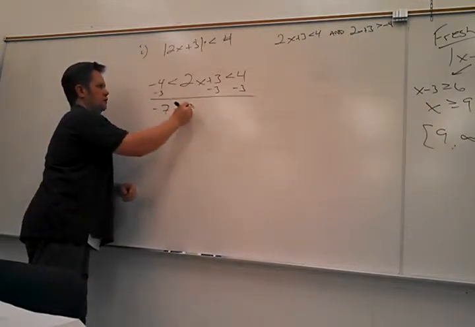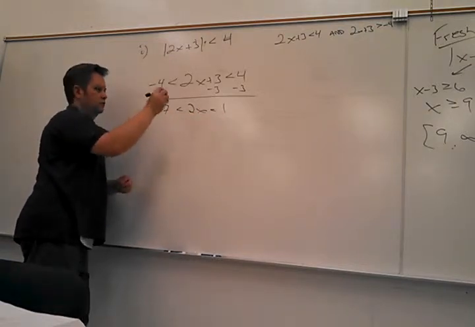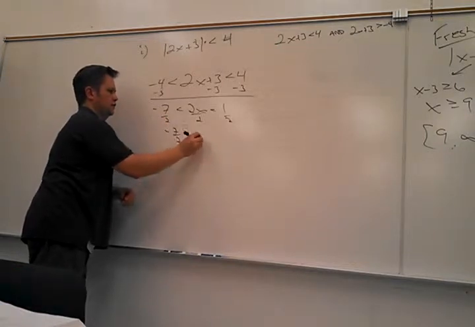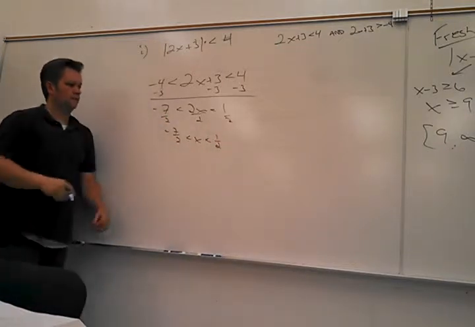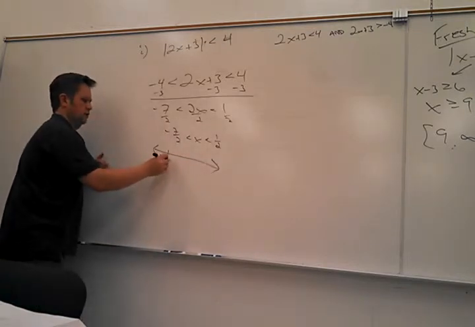Negative 7. And now I can divide by 2. Negative 7 halves less than 1 half. So then you graph it and you write it in interval notation.